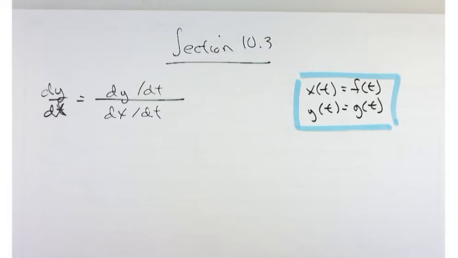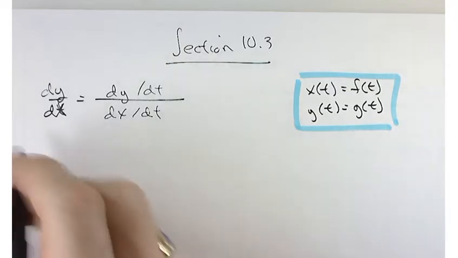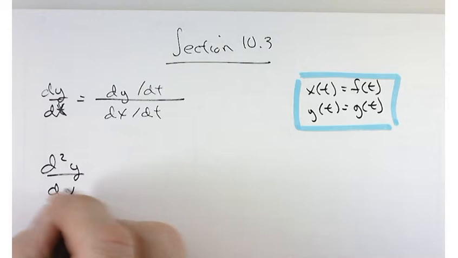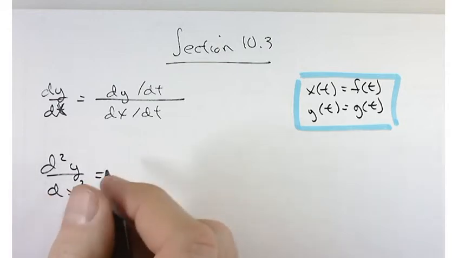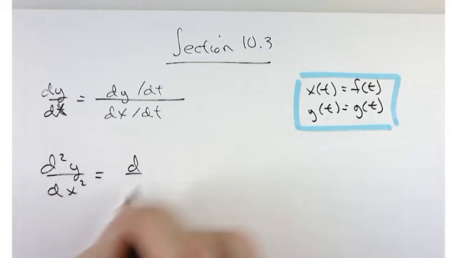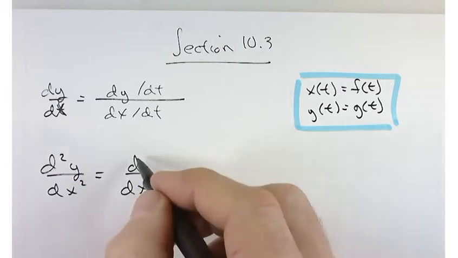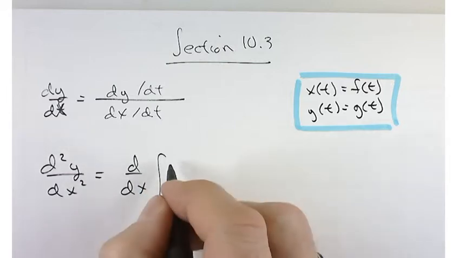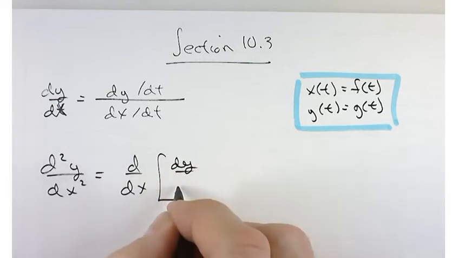Now, how do you find, say, the second derivative? Well, let's go through that. d squared y by dx squared. So the second derivative. That's going to be the derivative, that is the differential operator d by dx, of the first derivative, dy by dx.